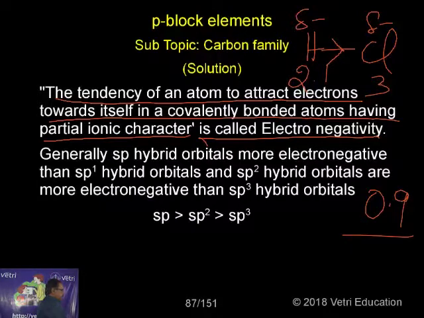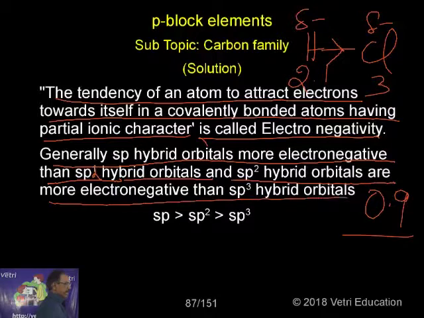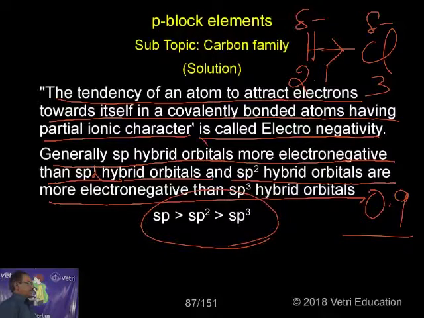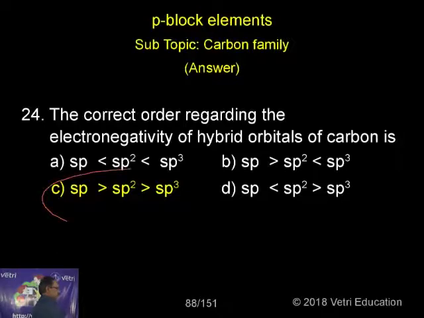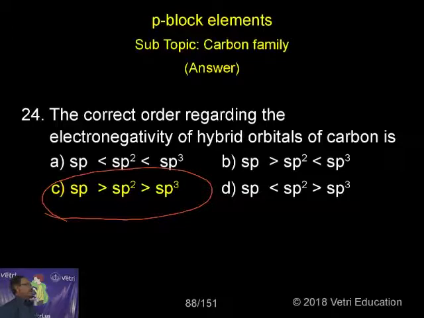Now in this case, generally Sp hybrid orbitals are more electronegative than Sp2 hybrid orbitals, and the Sp2 hybrid orbitals are more electronegative than Sp3 hybrid orbitals. So this is the correct order. Sp greater than Sp2 greater than Sp3 is the correct answer. So this is the correct answer, option C. Sp greater than Sp2 greater than Sp3.